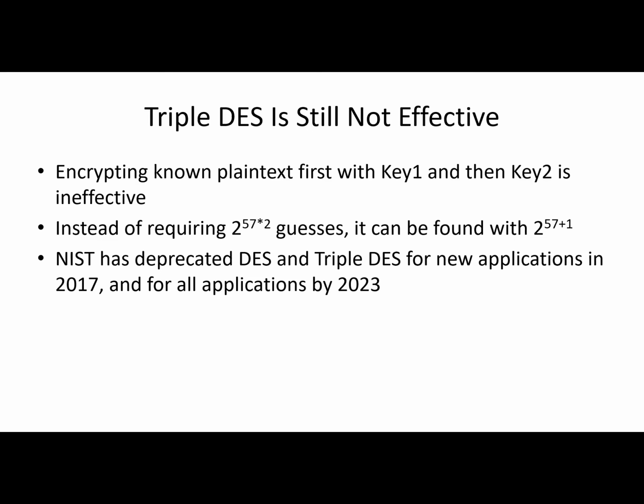NIST, which is the National Institute of Standards and Technology, a government agency that helps set up standards for many things, including computers and security, deprecated DES and triple DES for new applications 5 years ago. And next year, nobody's supposed to use it. It's just not secure.